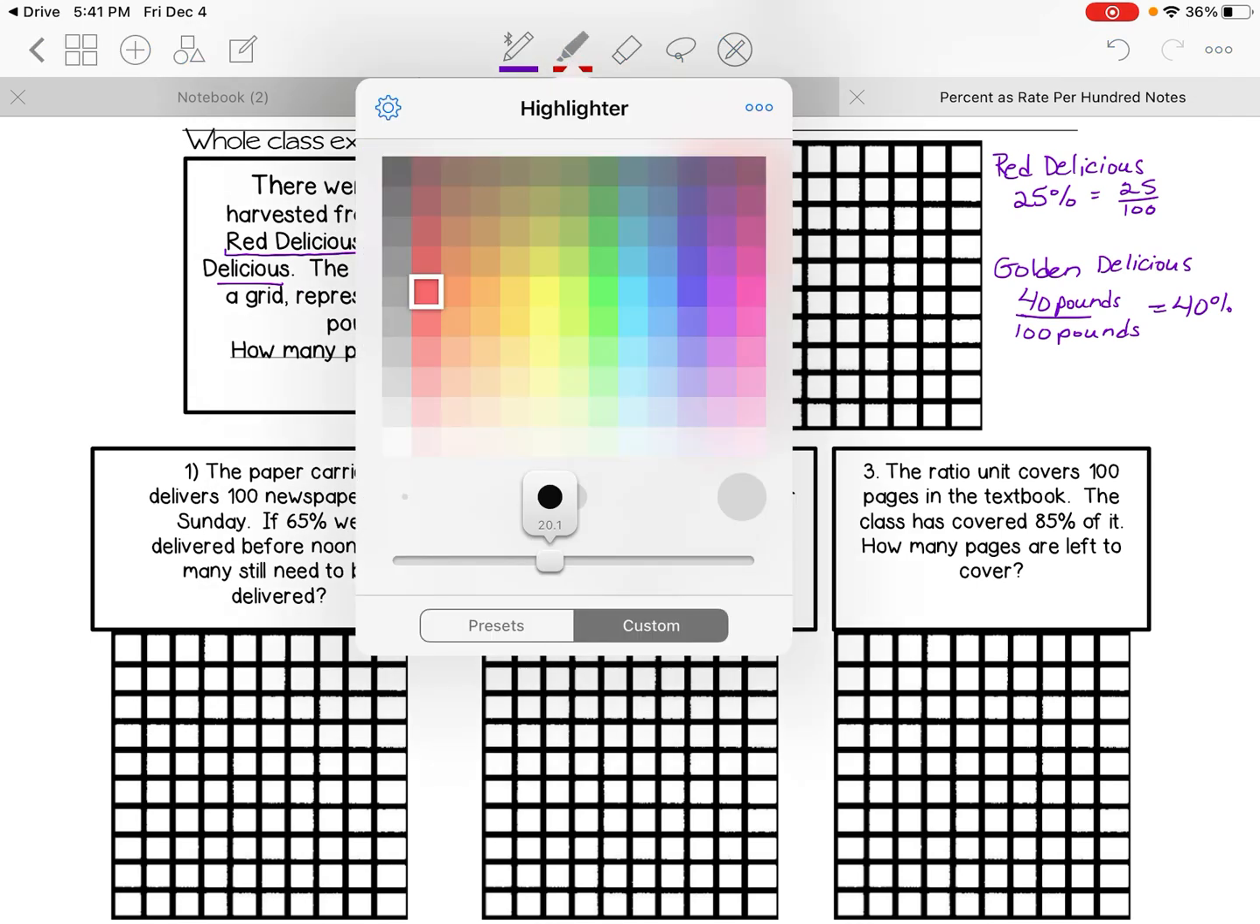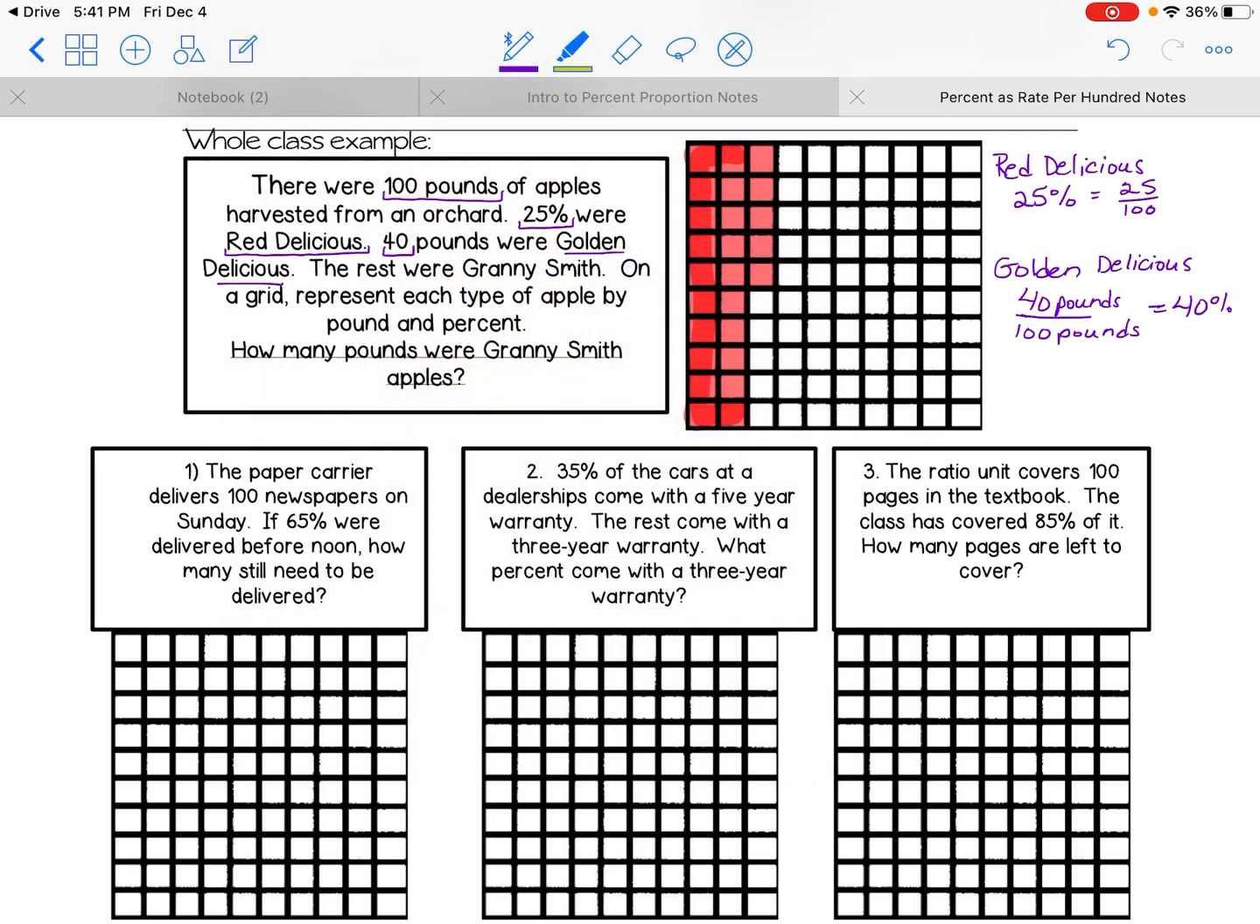Okay, so to do that, I'm going to get a gold color and shade for the Golden Delicious. So I'm going to shade 40, and I'm going to come over here because I don't want to bunch up next to my 25 yet, because we left off with 25 over there. And so I just want to be able to shade 4 nice, straight, easy columns, because that gives me 40. Okay, so right there I just shaded 40. So that represents our Golden Delicious.